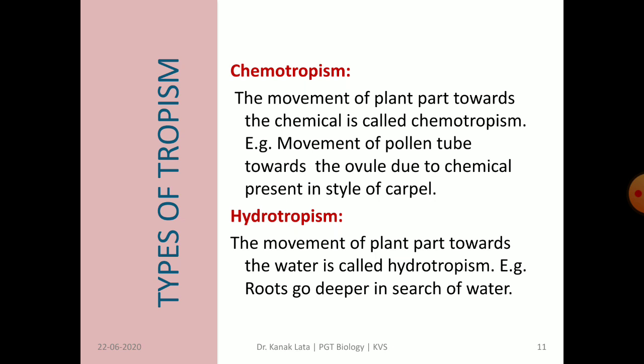Next is chemotropism. Chemo means some chemical and tropism means movement. So the movement of plant parts towards a chemical is called chemotropism. Example: movement of the pollen tube towards the ovule due to a chemical present in the style of the carpel.